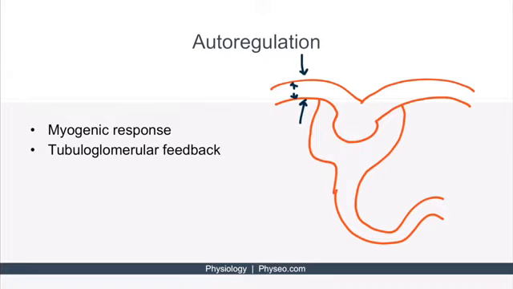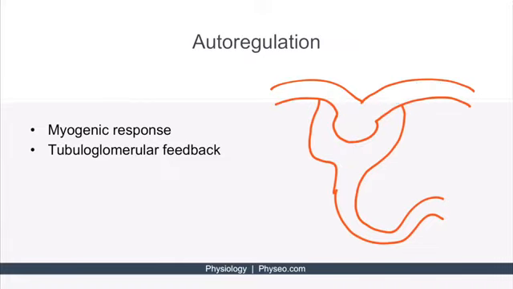This constriction of the afferent arteriole will attempt to decrease the flow through the vasculature, keeping the renal plasma flow to a normal level. This will also act to decrease the GFR, keeping it at a normal level.